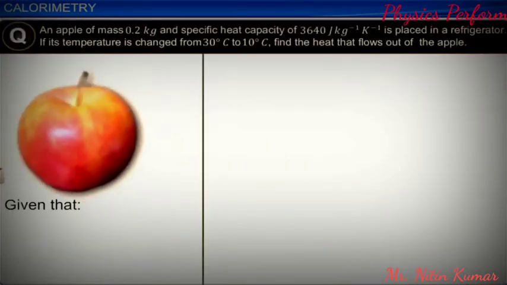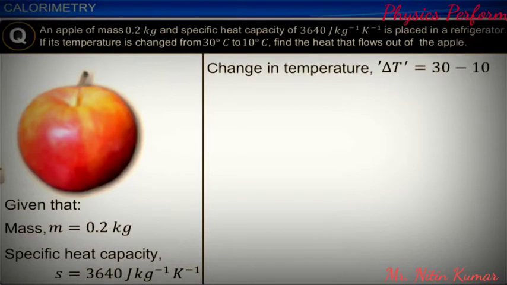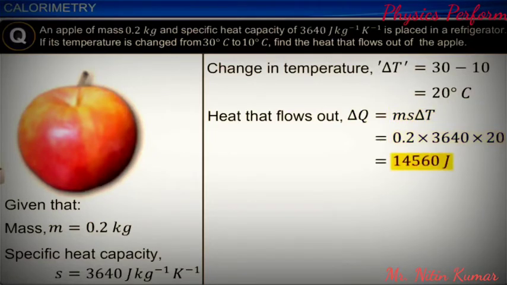Given that mass M equals 0.2 kilograms, specific heat capacity S is equal to 3640 joules per kilogram per Kelvin. Change in temperature delta T is equal to 30 minus 10, which is equal to 20 degrees Celsius. Heat that flows out delta Q is equal to the product of M, S and delta T. Substituting these values and calculating, we get delta Q equal to 14,560 joules.